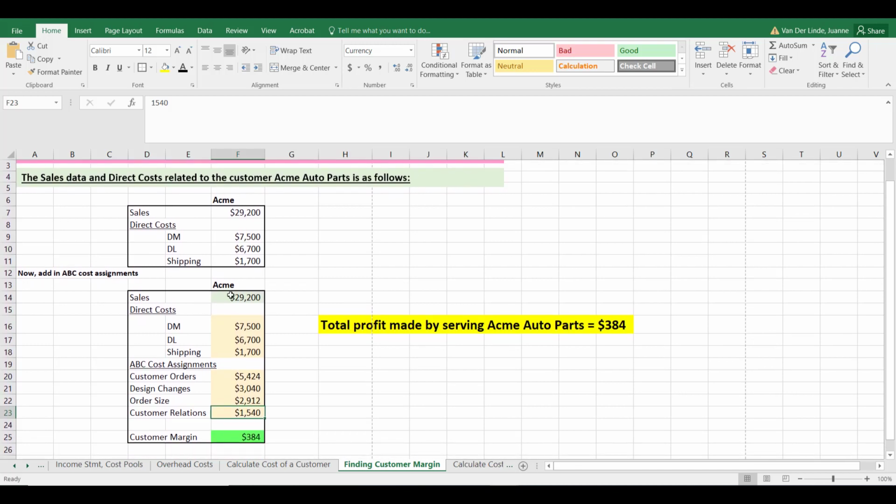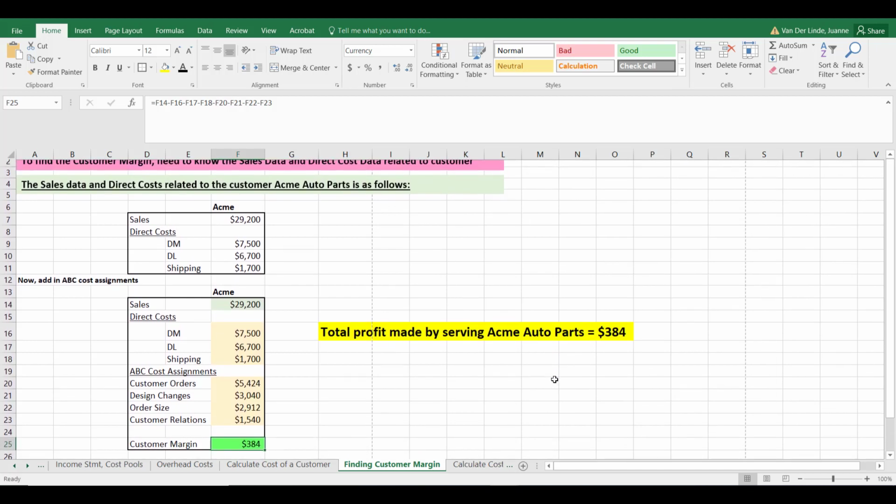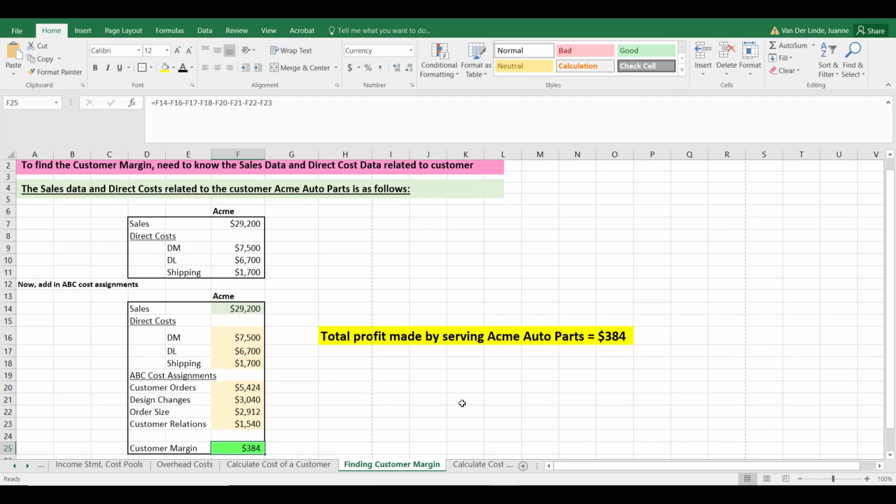Okay, so when we take sales minus all the direct costs minus all of the overhead costs, and keep in mind these costs I'm highlighting here are manufacturing and non-manufacturing overhead costs we assign to this customer. So that sales minus all of these costs leaves us with $384 of customer margin left over. So the total profit we made by serving Acme Auto Parts, or the total margin rather, is $384. So that's how much the company is benefiting by keeping this customer on.